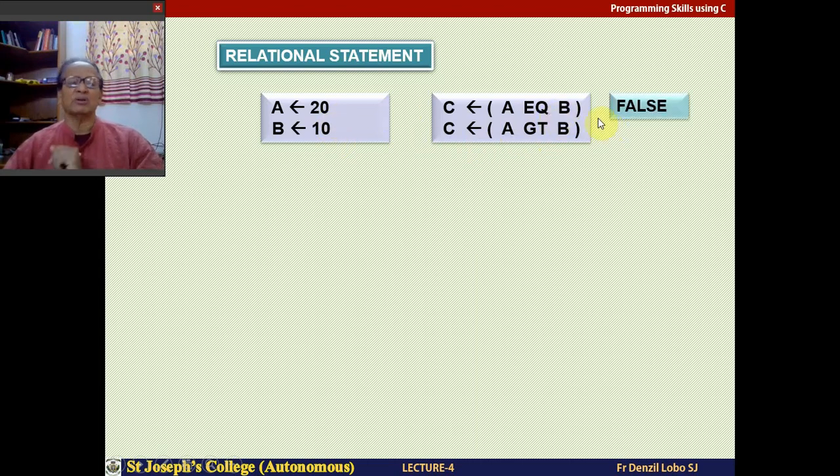Therefore, it is false. You are going to say false. A is not equal to B. Whereas here, A is greater than B. Yes, naturally 20 is greater than 10. And you are going to say it is true.